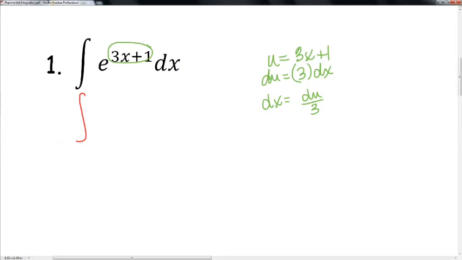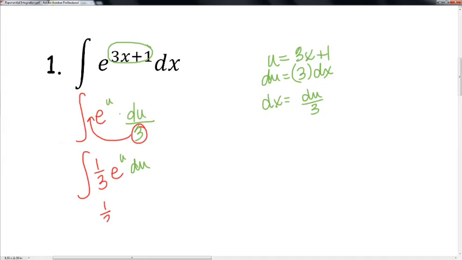So I have the antiderivative of e to the u times du over 3. And let's go ahead and move that 3 to the front. And so when I take the antiderivative, I get 1/3 e to the u plus c. And so now I can substitute back in: 1/3 e to the 3x plus 1 plus c.